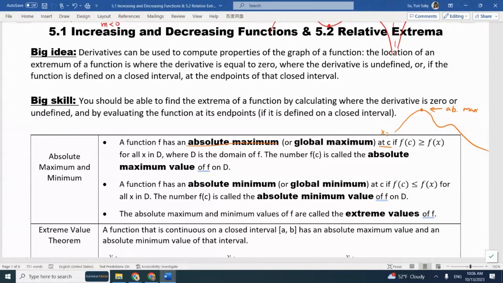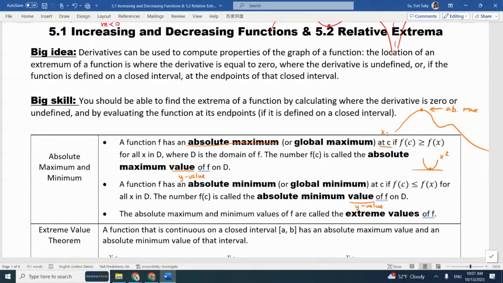It's the f of c. Is that okay, everybody? Or the absolute minimum value. If you see the word value, it really means the y value, the y value of the point. Okay. Yeah, so the picture you can think of like this, x squared. Then we have the absolute minimum at x equals 0, right, everybody? Yeah, we can draw some examples to help us understand.